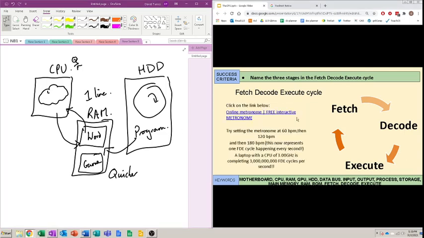So these slides, which you will have access to, have a link to an online metronome, and a metronome just produces a sound repetitively. What I would like you to try with this metronome is to change it so it runs for 60 beats per minute, 128 beats per minute, and 180 beats per minute. The 180 beats per minute represents one fetch, decode, execute cycle happening every second. And what would this look like?